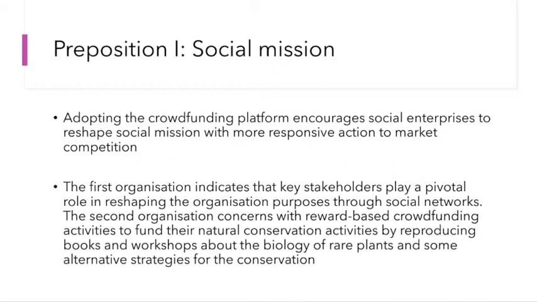missions. For example, the first organization indicates that stakeholders play a pivotal role in shaping the organization's purpose through social networks. Secondly, the second organization, which is concerned with reward-based crowdfunding, producing books and workshops, also feels the same issue. So when they involve many stakeholders, especially those who provide money or even customers, they tend to be adaptive. And then in many cases the social missions change, or they establish another organization to meet the demands.